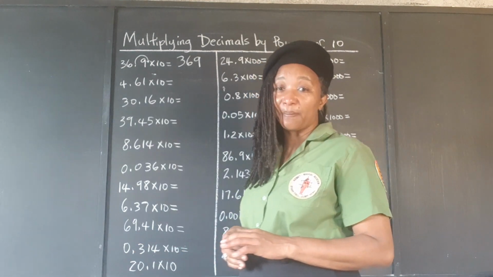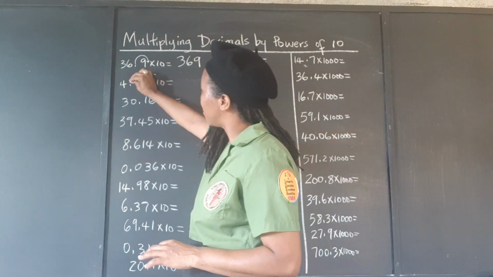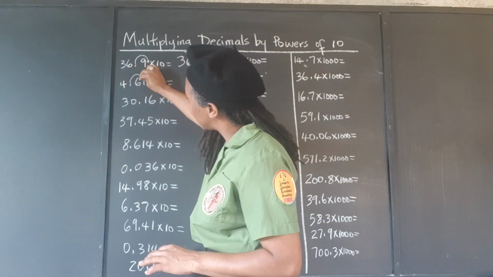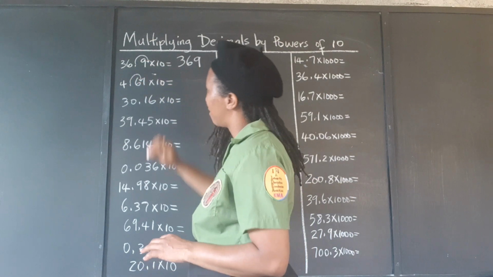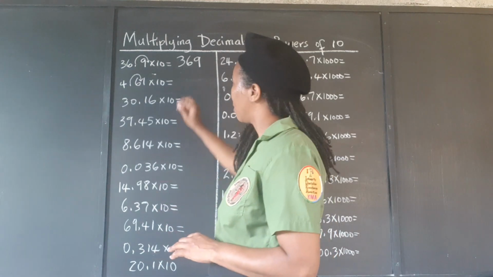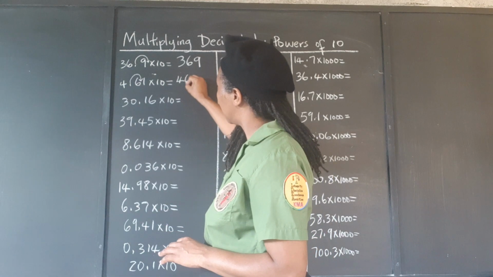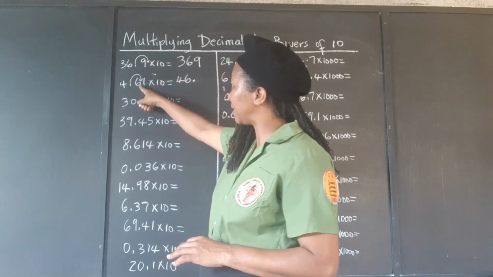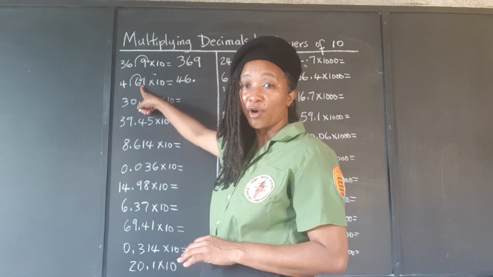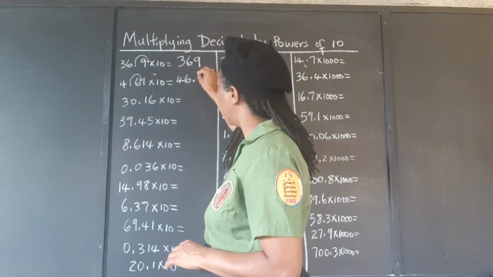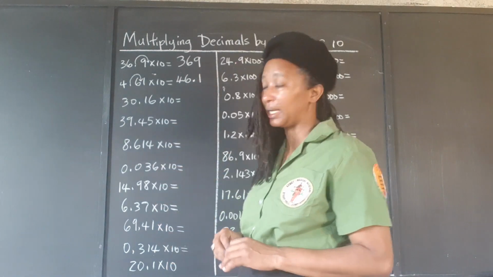4.61, we're multiplying by 10, we're moving one place to the right. So from here, it's going to go right there. So it's going to become 46 point, remember the point now comes here, 46.1, right?